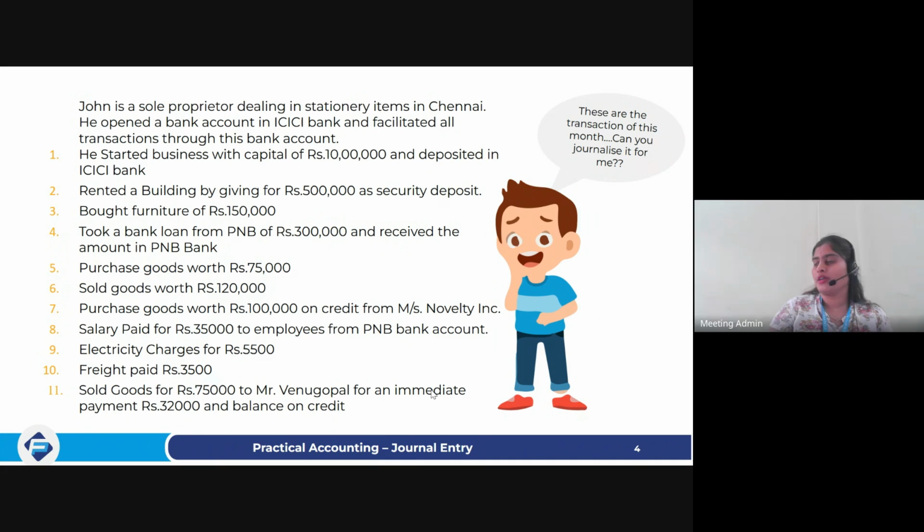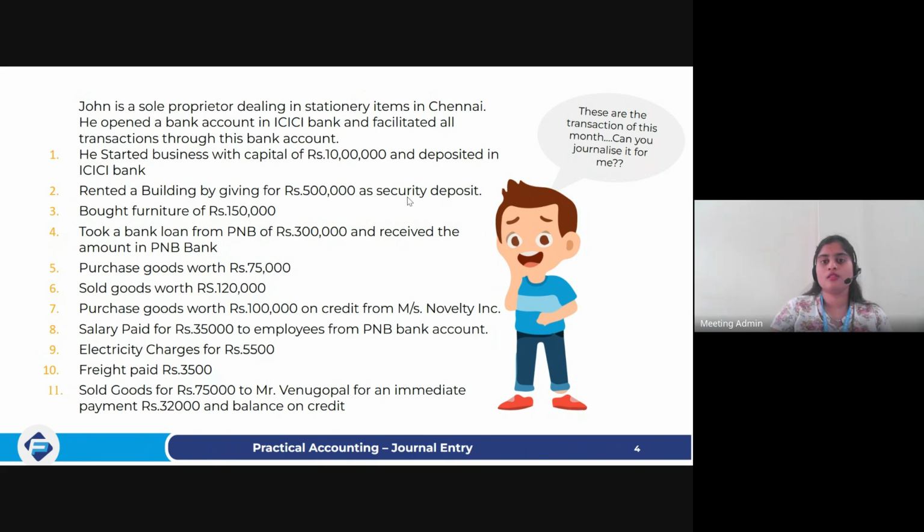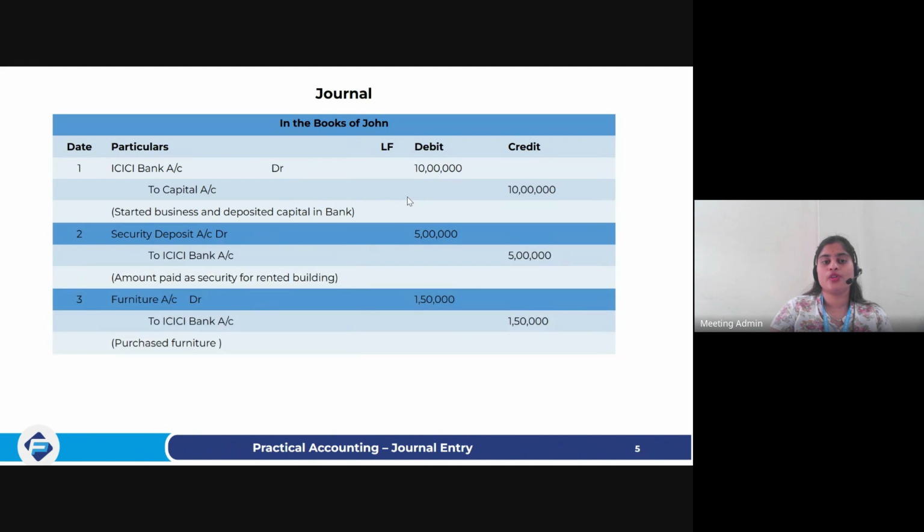Okay, fine. So you can see that now we started a business with capital of rupees 10 lakh. So the journal entry will be ICICI bank account debit to capital account. Next, rented a building by giving a 5 lakh security deposit. For this, the answer will be security deposit account debit to ICICI bank account. If you want, you can take the answers. Can you see the answers?